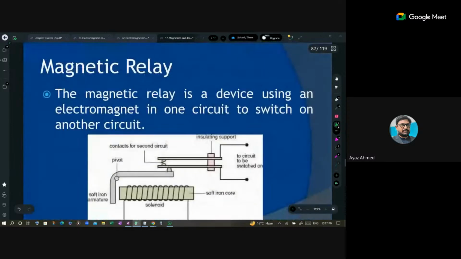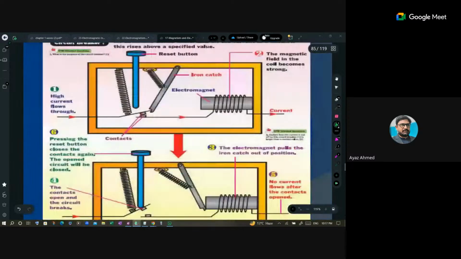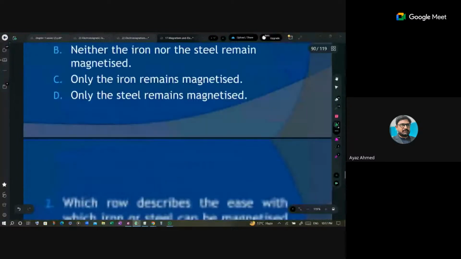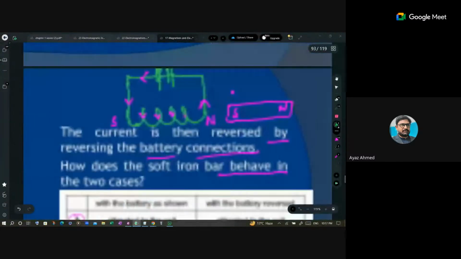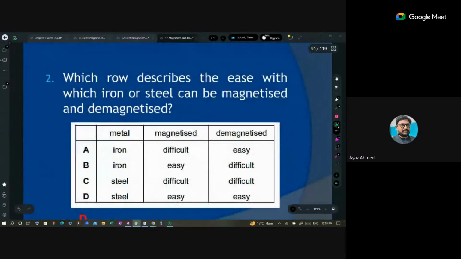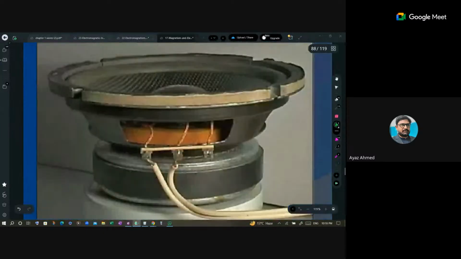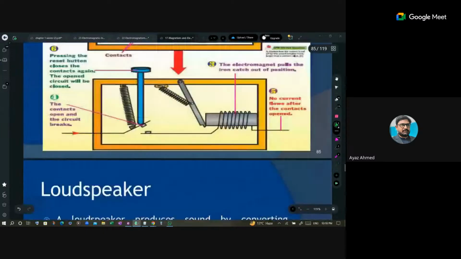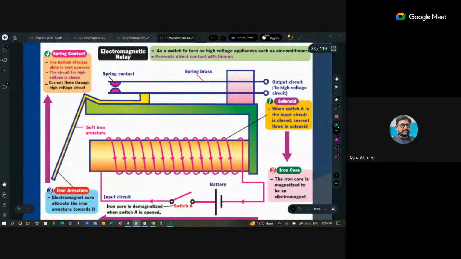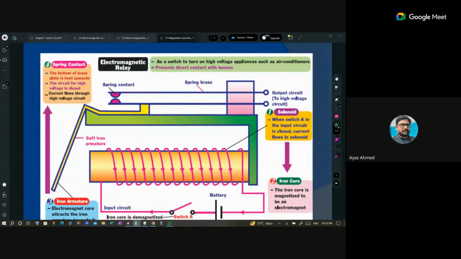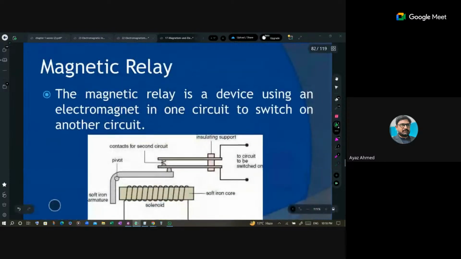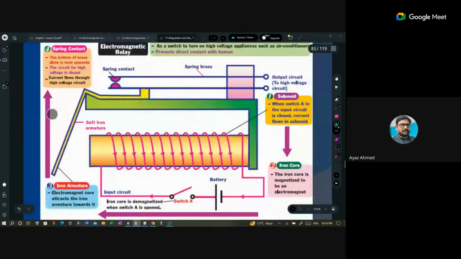Here are some uses: magnetic relay, magnetic circuit breaker, loudspeaker. There are so many things. I would explain this, and then we have past paper questions, right? I believe this would be clear to you. In the next lesson, inshallah, we will start from the uses. Actually, I will leave these uses for the end of your chapter, where we use these relays and how we use them. I will start with the next chapter, I believe.